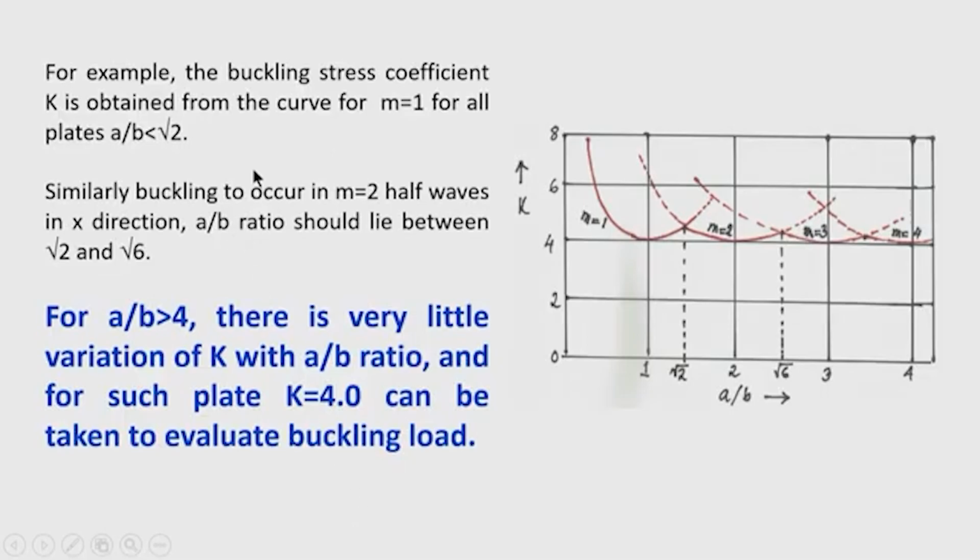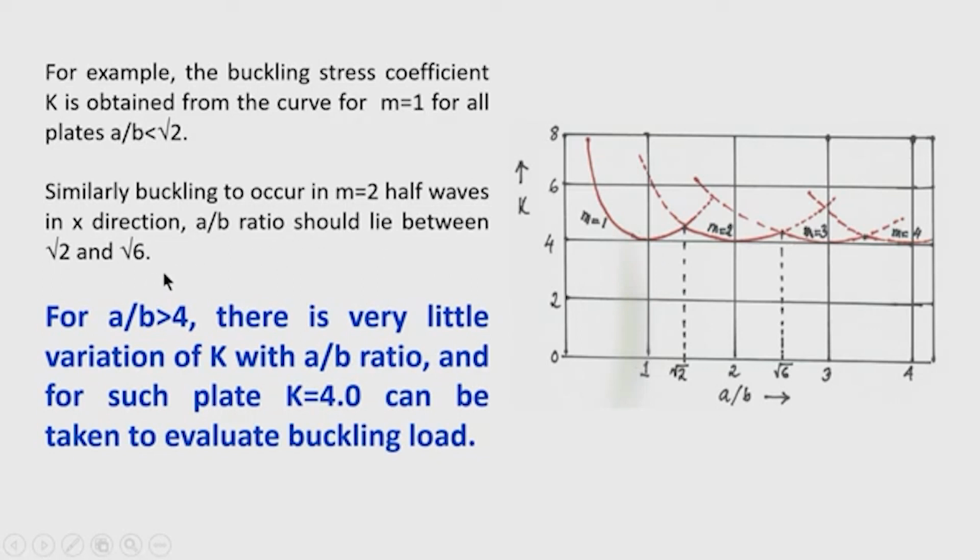So, for example, the buckling stress coefficient k is obtained from the curve for m is equal to 1 for all plates with a by b less than root 2. So, for a by b less than root 2, the buckling stress coefficient can be obtained for m is equal to 1. Similarly, for buckling to occur in m is equal to 2 half waves in x direction, the a by b ratio should lie between root 2 and root 6.